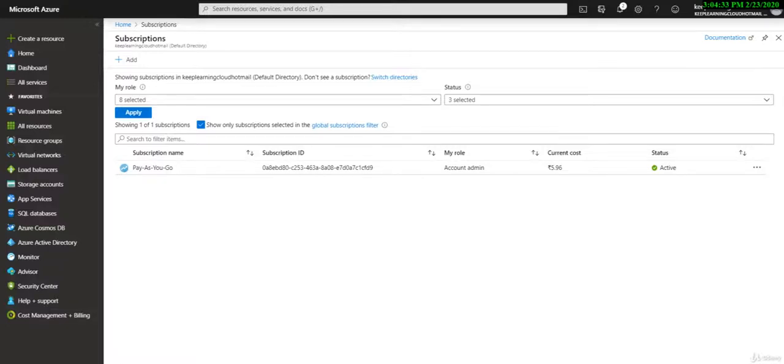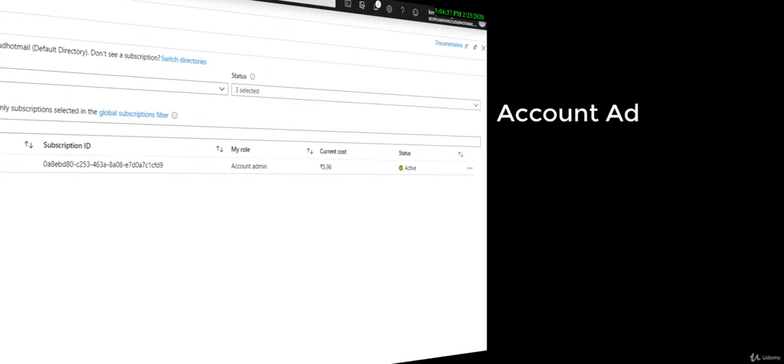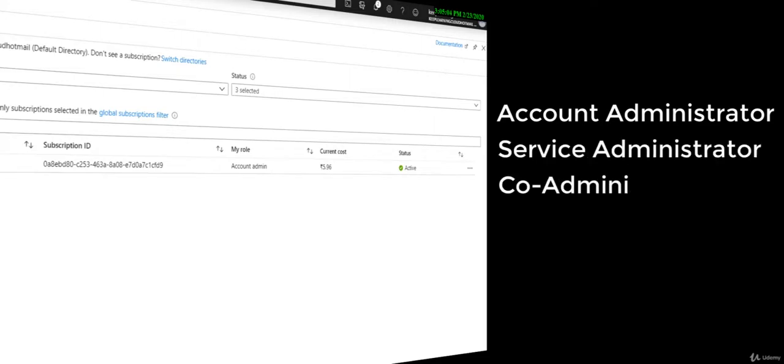The person who creates the Azure account is called the account administrator. This person remains the account administrator for all the subscriptions created in that account. That person is also the default service administrator for the entire subscription. There are three roles related to Azure accounts and Azure subscriptions: the account administrator, the service administrator, and the co-administrator.